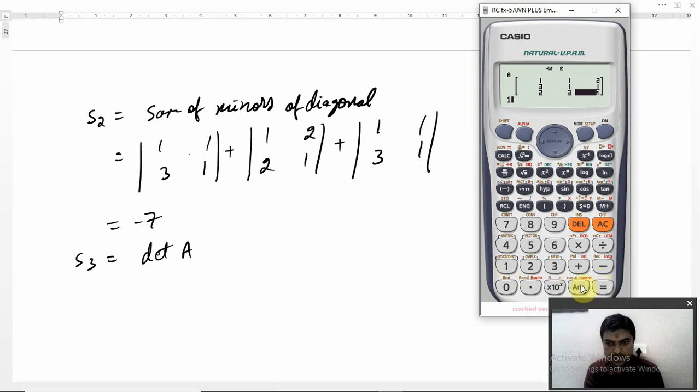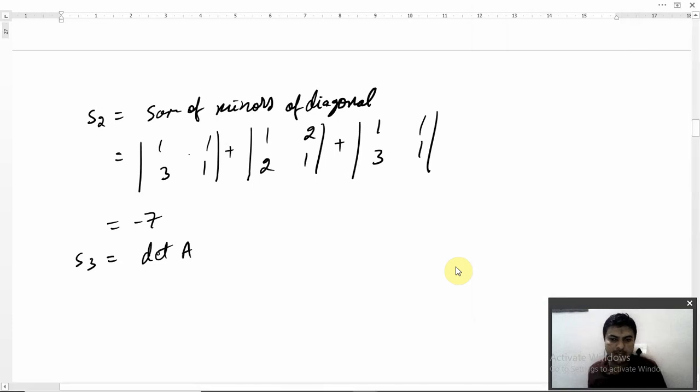Is it clear, students? So then you can see matrix A is ready. Just press AC, go to shift 4. Here we can see the determinant. So just take shift 4, and then this is matrix A I want. So I have taken this, equal to, yes, here you can see directly 11. So why waste the time? I am going to take 11 directly here. So the determinant I am getting is 11.